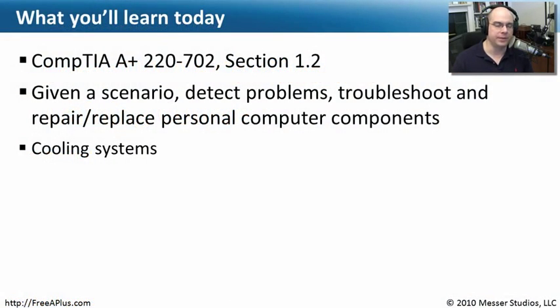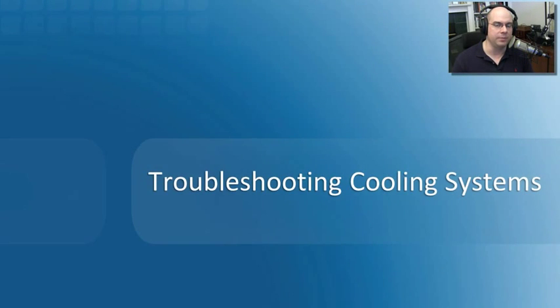I'm James Messer, and in this module, we're going to go through the requirements from our CompTIA A+ 220-702 exam, section 1.2. And 1.2 deals with detecting problems and troubleshooting and repairing all kinds of different components. In this video, we're going to focus solely on our cooling systems that are inside of our computers.